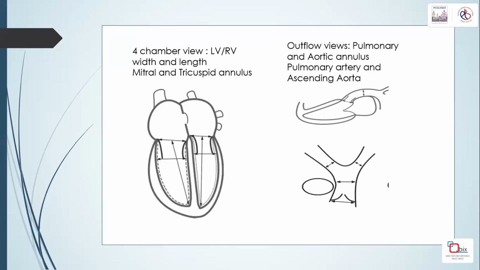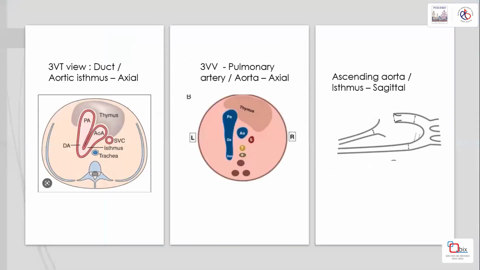It's important to get a good 4-chamber view to measure the ventricular size, that is the length and the width. Width is usually done in mid-cavity, and the AV valve dimensions are usually done in complete diastole. The outflow tracts give an assessment of the measurement of the semilunar valves, the RVOT and the LVOT views. The RVOT also helps in the measurement of the main pulmonary artery and the branch pulmonary arteries.